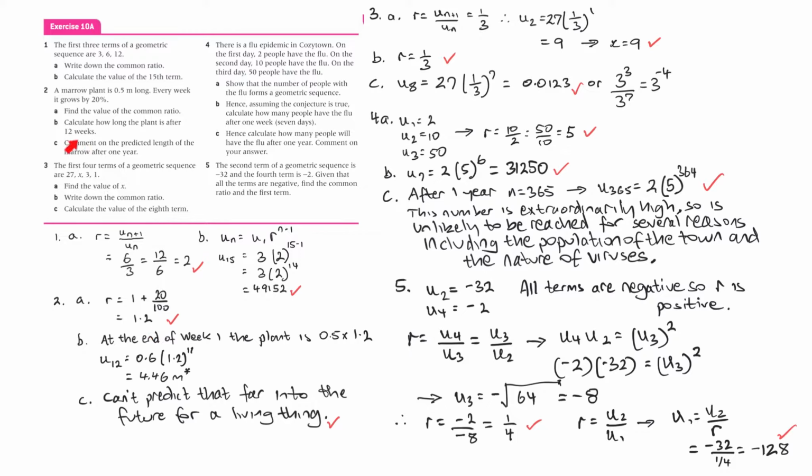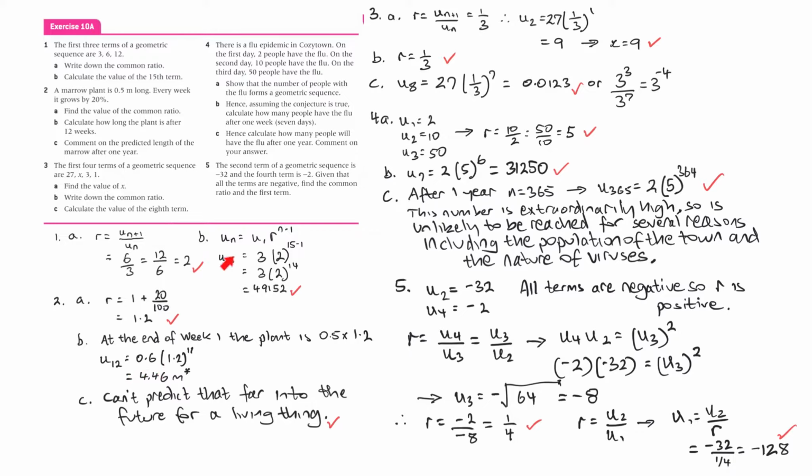Then calculate how long the plant is after 12 weeks. Now this is what I was saying in the examples. When they say after 12 weeks, that's the end of 12 weeks. So that's where this gets a bit confusing. So what I do is I then say, well, if that's after 12 weeks, we have to look after the first week. So at the end of week 1, the plant is 0.5 times 1.2. So that means it's 0.6. So it's increased from 0.5 to 0.6. So I use the original 0.5 as like the 0 term, and then u1 is that because that's at the end of the first week. So I put the u1 in here.